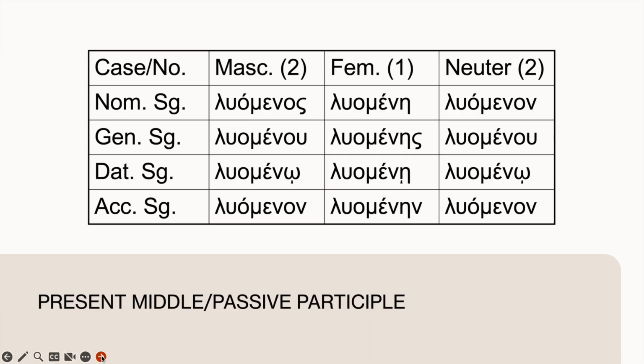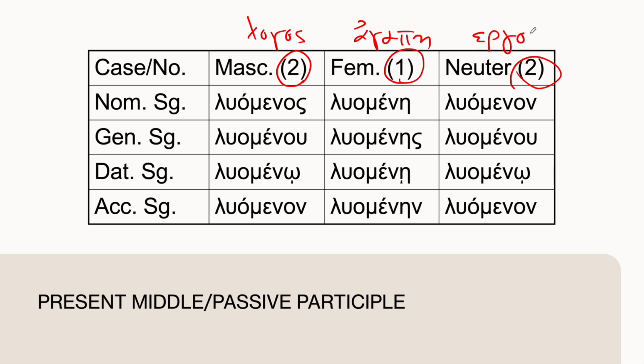Let's walk through the middle, and the middle is pretty easygoing, and it follows a pattern that you know already. The first pattern of nouns that you learned. So this is like logos, this is like agape, and this is like ergon. So you know the paradigms for these nouns. You'll know the paradigms for your present middle and passive.